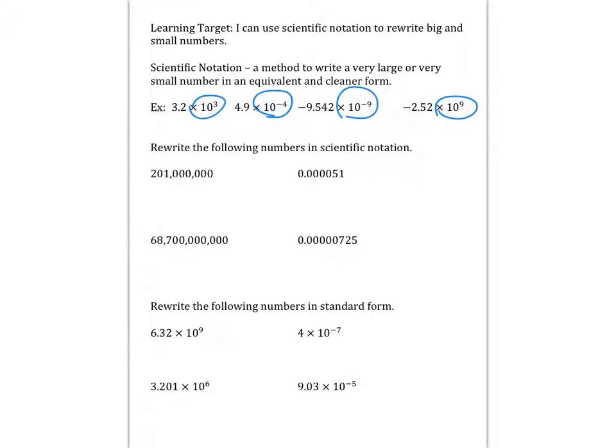Another characteristic is that your first term, the first number written, so here 3.2, 4.9, and so on, has to be a number between 1 and 10. It could be negative, so between negative 1 and negative 10. But the decimal is always after the first number. So 3.2, 4.9, negative 9.542, right? You only see one digit in front of that decimal. It doesn't matter how many digits we have after the decimal, but we can only have one in front. So it needs to be between 1 and 10, but it can't be 10.